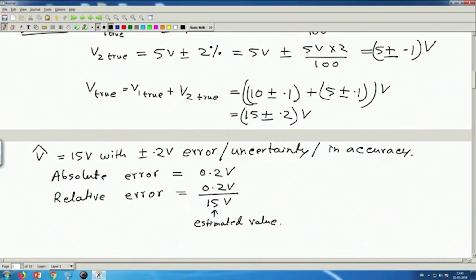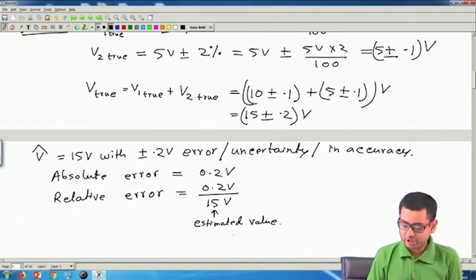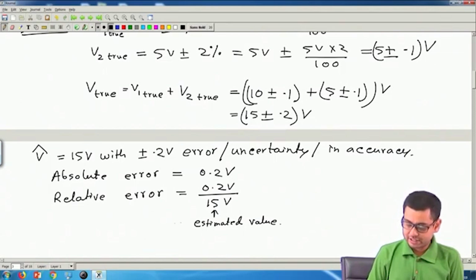Why are we not using true value here? Because we do not know the true value. We cannot use that definition, because the true value can be anywhere between 15 plus 0.2 and 15 minus 0.2. That means the true value can be anywhere between 14.8 and 15.2. We do not know. So we cannot use that definition. So in this situation, we definitely have to use this definition where the denominator is estimated value.